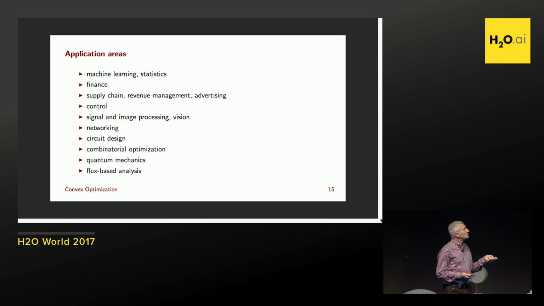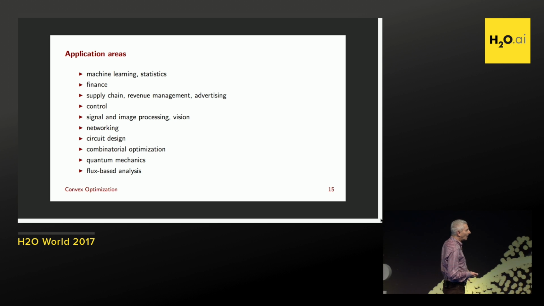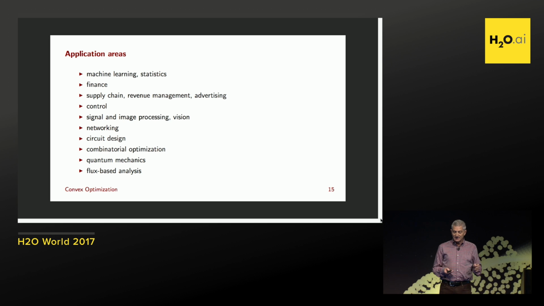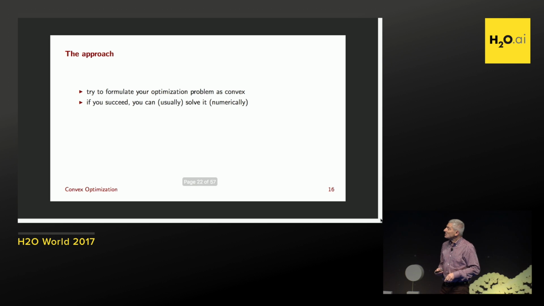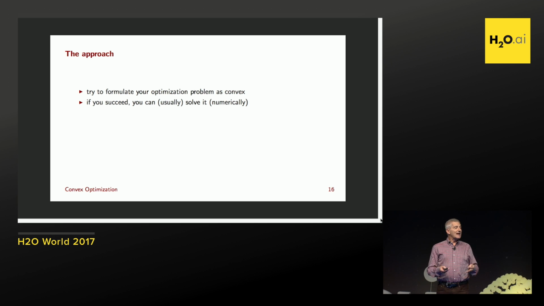Areas like signal and image processing, networking, circuit design, combinatorial optimization, all sorts of areas are using these ideas. So, let me explain how it's actually used. This is how it's fielded. The basic idea is you have a real problem you want to solve, like a scheduling problem or something like that, and you try to formulate it as a convex problem, right?